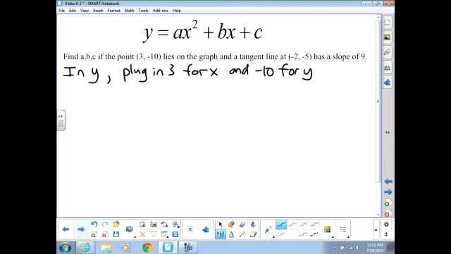Well, then they tell us negative 2, negative 5 is where the tangent line is occurring. Well, the tangent line is where it hits the graph. So that means negative 2, negative 5 is also a point on the graph. So it's going to be very similar. We'll stick with y because it's on the actual graph. We'll plug in -2 for x and -5 for y.